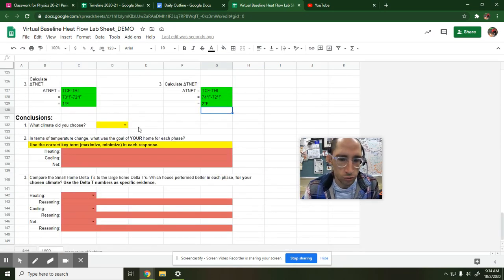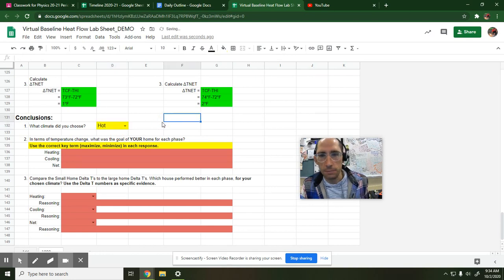Goals. What are your goals? You're reaching your goals. You're reaching for the stars. What climate did you choose? I don't know. Let's pretend we're a hot climate first. So hot climate people are trying to, what are you trying to do during heating?